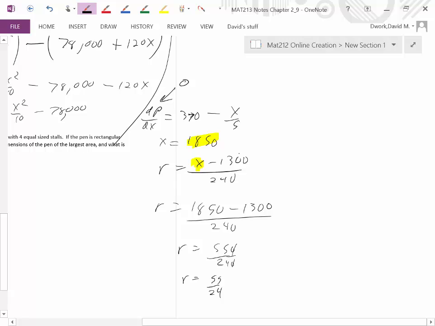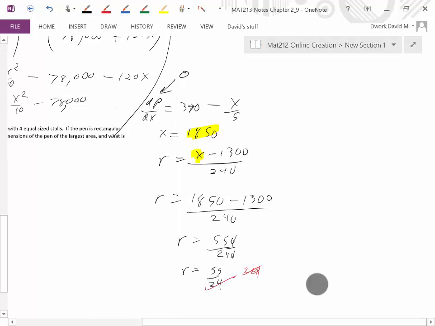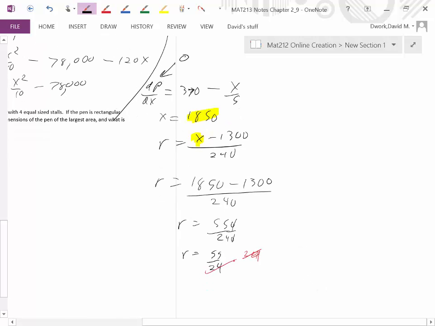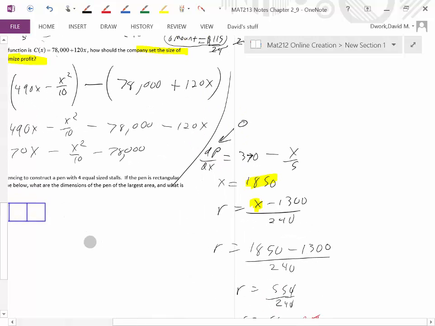Okay, so substituting our 1,850 into the equation and solving it out, we get 55 divided by 24. Remembering that R represented the number of rebates, and those were $24 rebates, when I multiply by 24, that divides with that, giving me the amount my rebate should be: $55. So I should be giving a $55 rebate to maximize my profits.